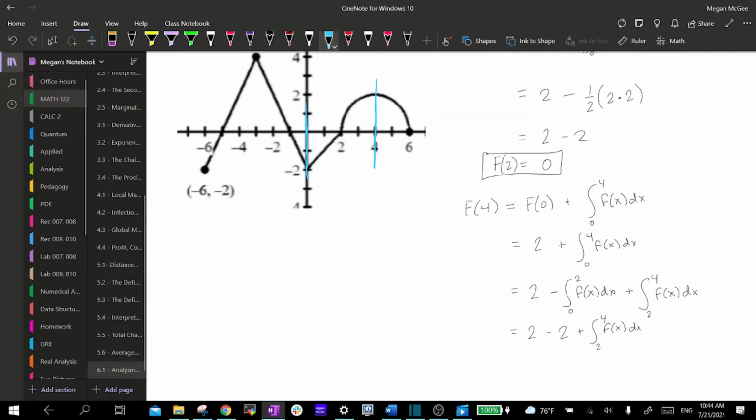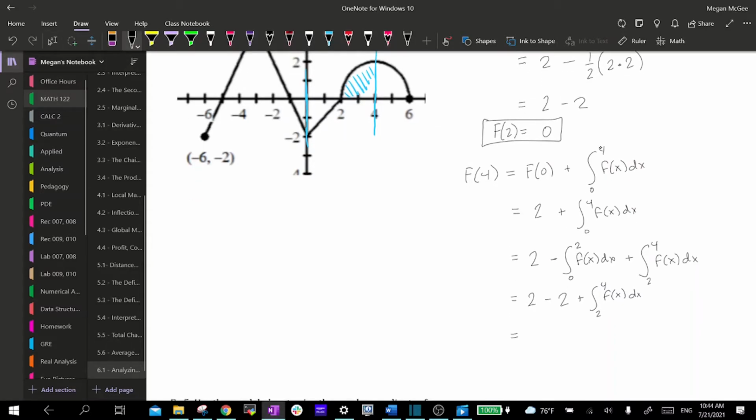So now we just need to find this area here, which to me looks to be a quarter of a circle. Okay, so 2 minus 2 is just 0. So now let's go ahead and calculate this integral. I'll just write out that 0. All right, so this integral is going to be a quarter of the area of this circle.